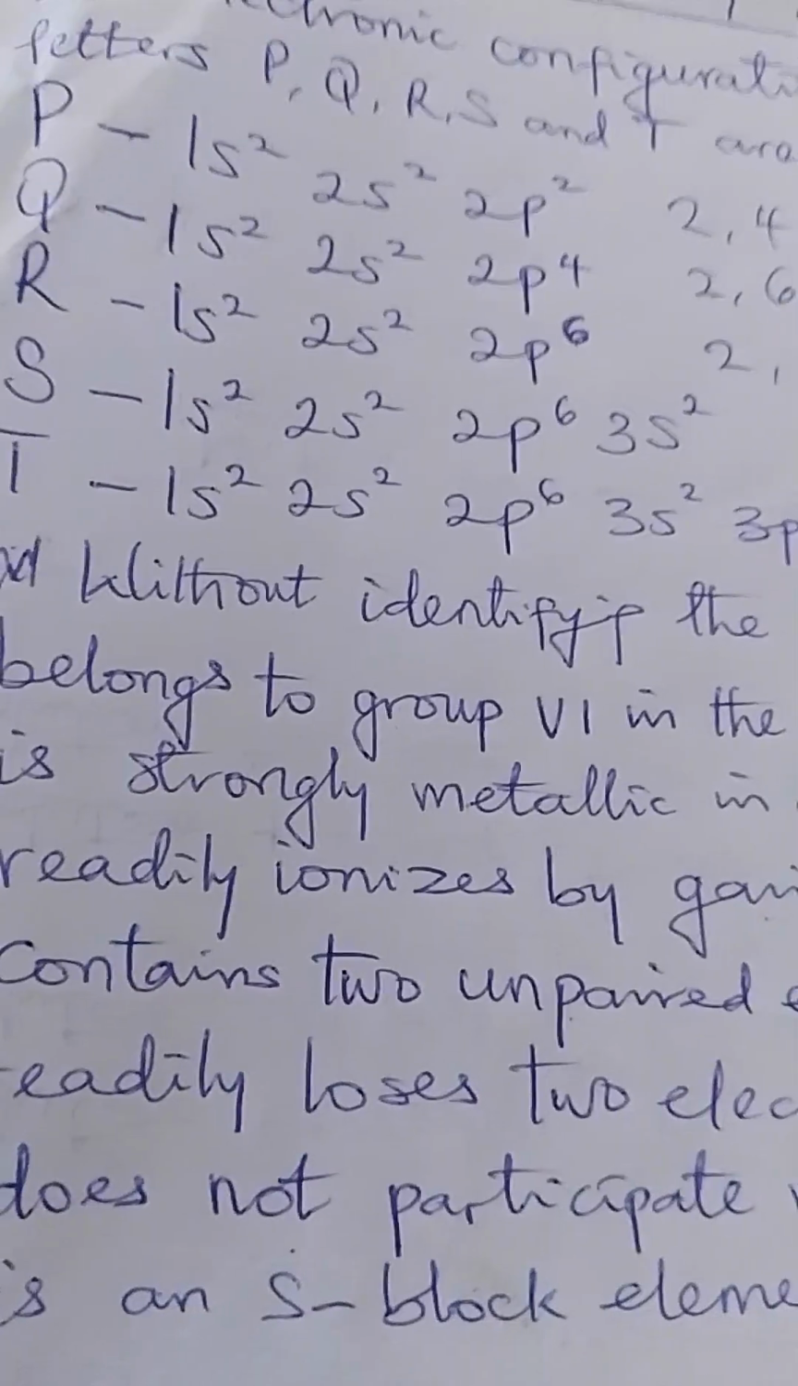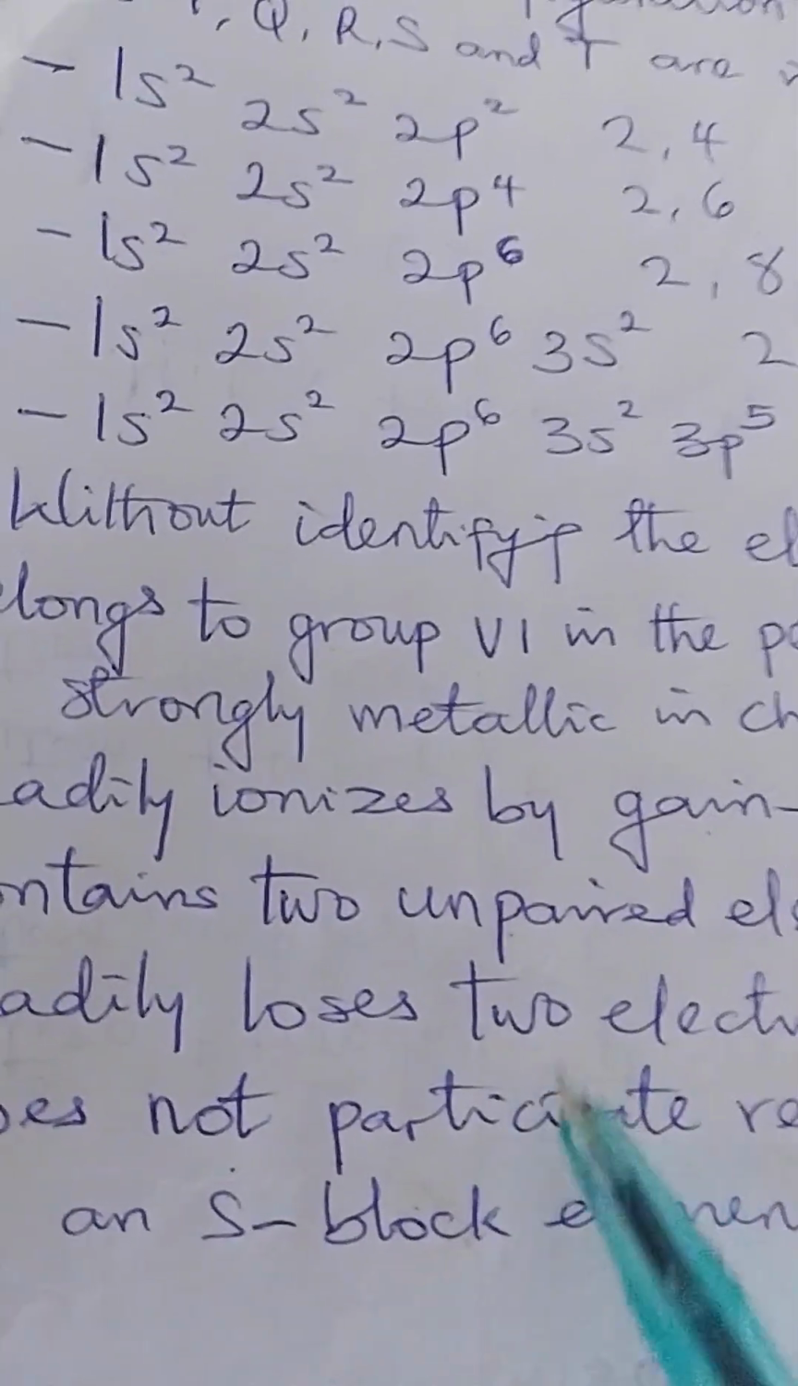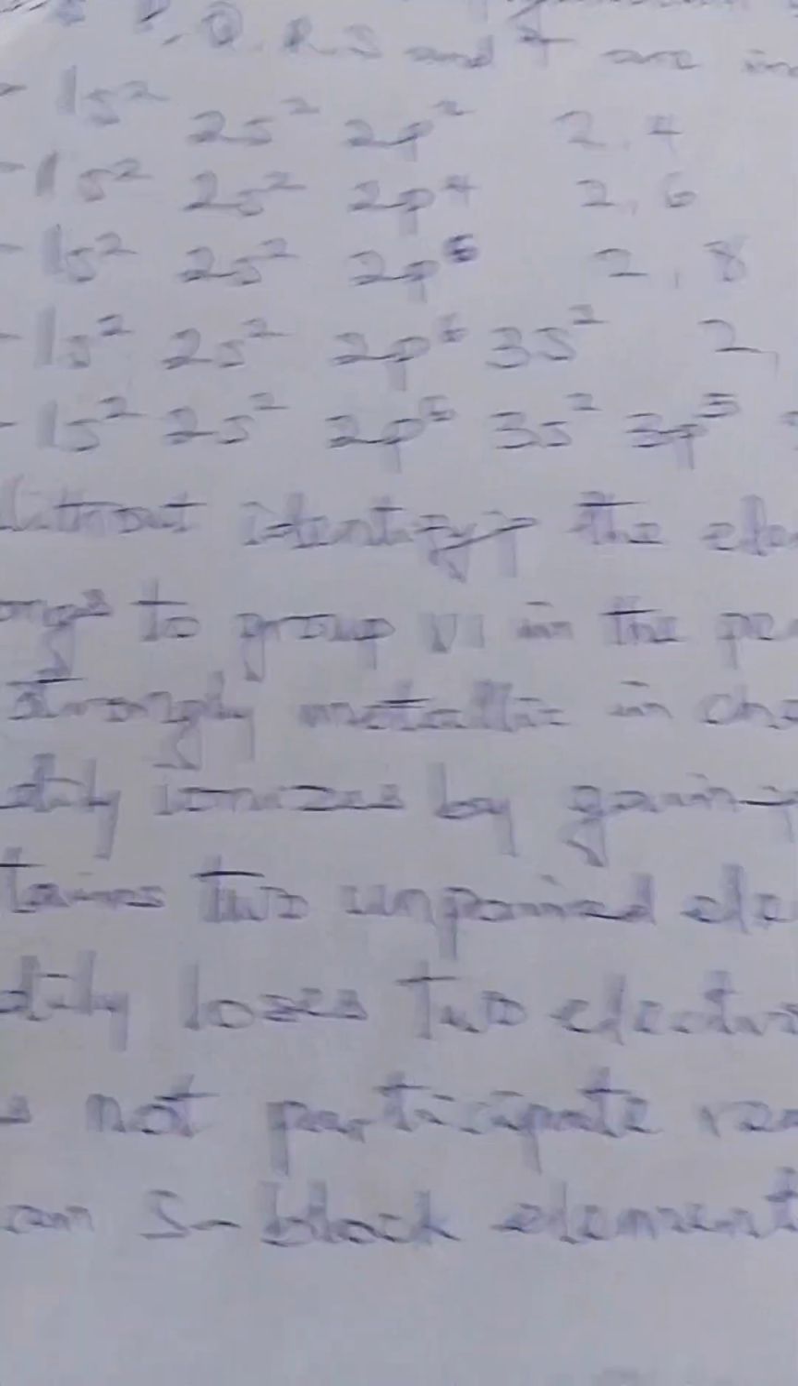T. T is the answer to that question 3. All right. Okay, now let's go to number 4. Number 4 says, which one contains 2 unpaired electrons in the ground state atom?